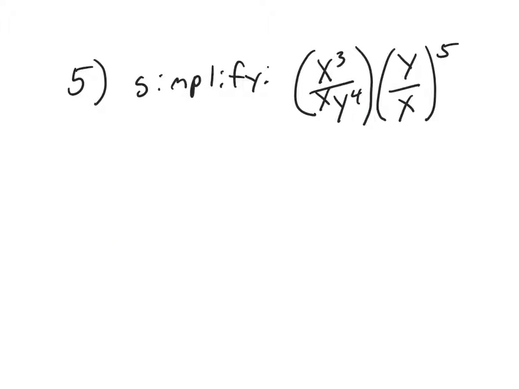Okay, number 5 says simplify x to the 3rd over x y to the 4th times y to the 5th over x to the 5th power. So first I'm going to start with this y over x to the 5th power, and I'm going to rewrite it like this. We have x y to the fourth, and it's going to be times y to the fifth over x to the fifth.